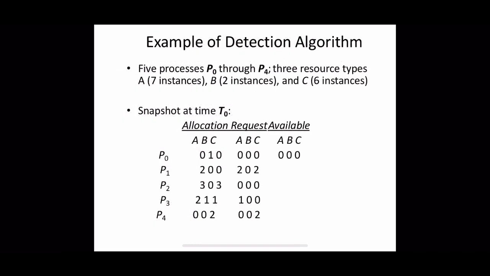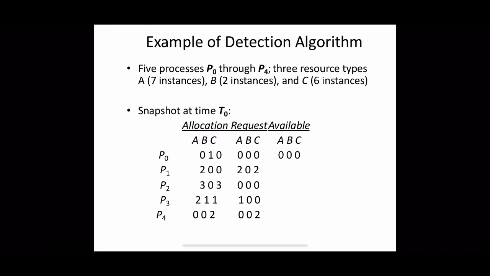Now let us see an example for deadlock detection. We have 5 different processes P0 through P4, and 3 resource types A, B and C, with A having 7 instances, B with 2 instances and C with 6 instances. And this is the current allocation state of the system. The allocation matrix is given, the request matrix is also given, and we don't have any available resources for the time being. So we have to find whether this state is a deadlock state, whether there is deadlock in the system for the time being.